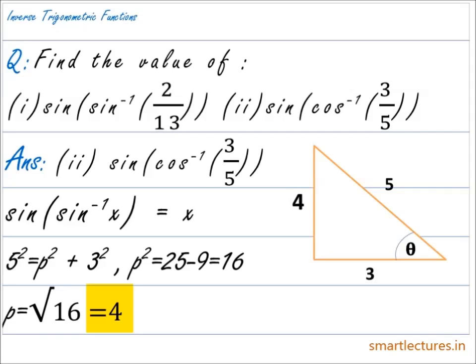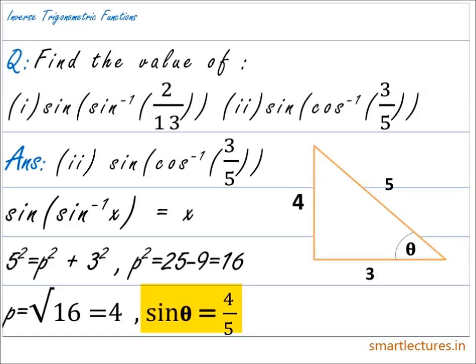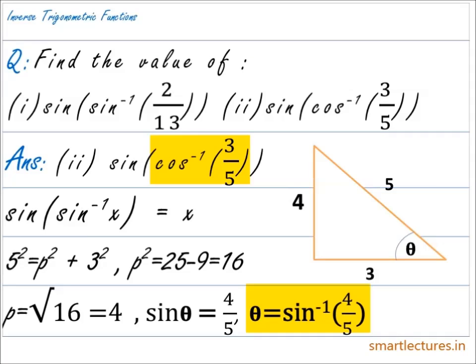Now with 4 as perpendicular and 5 as hypotenuse, the sine of theta is equal to perpendicular upon hypotenuse, which becomes 4 upon 5. And as sine theta is equal to 4 upon 5, theta is equal to sine inverse 4 upon 5. But this angle theta is the same angle the cosine of which is equal to 3 upon 5. So the angle for which cosine is 3 upon 5 is the same for which the sine is equal to 4 upon 5. So in place of cos inverse 3 upon 5, we can also write sine inverse 4 upon 5.